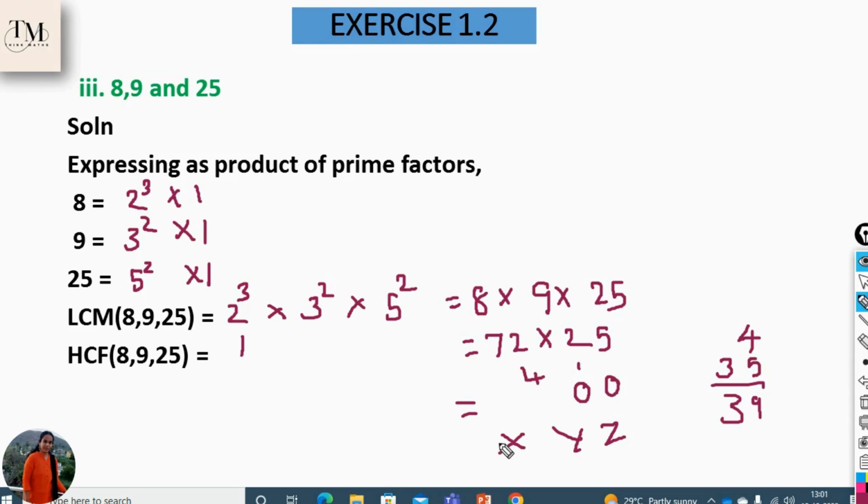For X we have to multiply the tens places. The tens places are 7 and 2. So 7 2s are 14. 14 plus 4 is 18. So the value is 1800. You can check this answer by multiplying directly and see whether you get 1800 or not. Okay, let us go to the next problem.